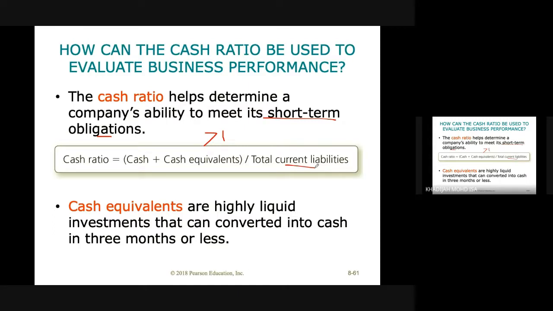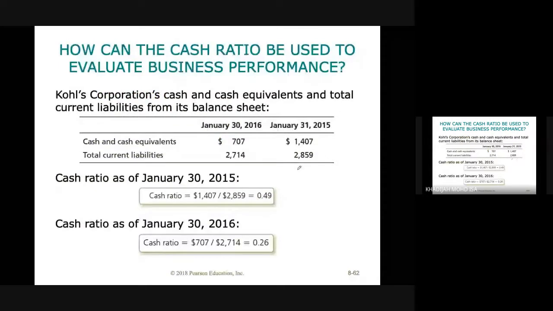So if you have a good cash ratio, it is also good for the company. But if you have too much cash, it's also not good. We have cash equivalent, and total liability.